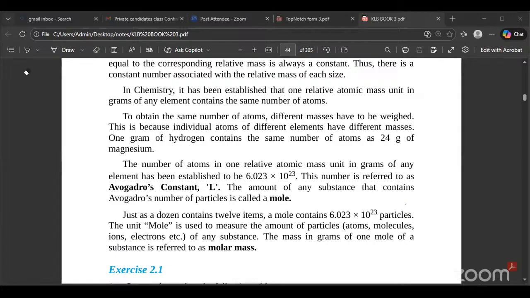I normally like KLB because of that case. KLB writes the unit, it tells you moles, the mass in grams, because sometimes we tend to, I don't know if we assume or we forget. So it is very important for us to know the mass in grams of 1 mole of a substance is referred to as molar mass. That is molar mass. So we already know the meaning of mole. We already know the meaning of molar mass. We already know the Avogadro's constant.